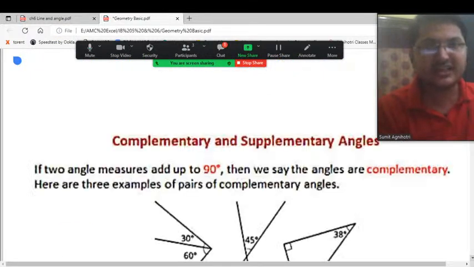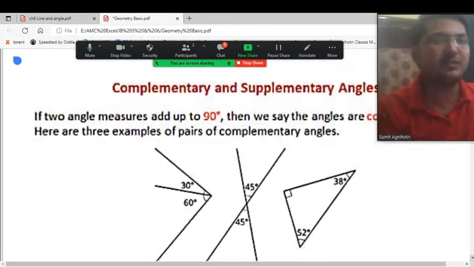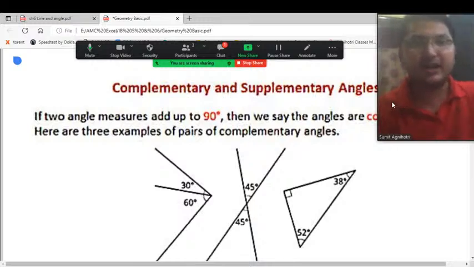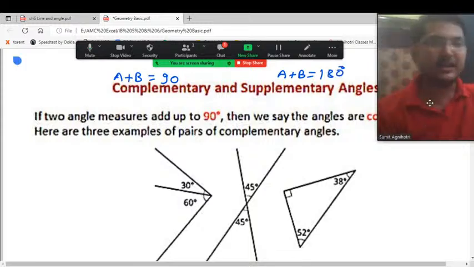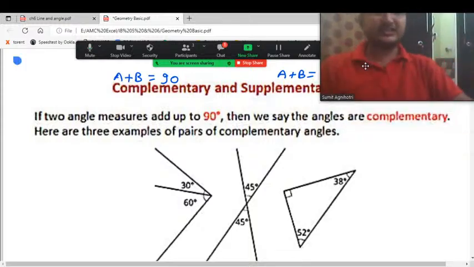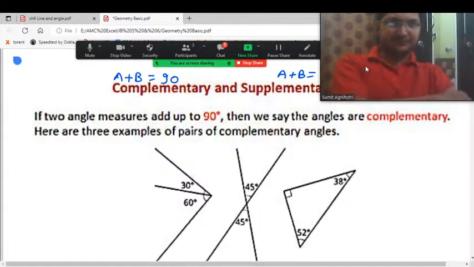Now I have presented what complementary and supplementary angles are. I've already explained that complementary angles are two angles whose sum is 90, and supplementary angles are two angles whose sum is 180. You can just remember them. Now I have just written the definition part. You can just see and observe the definition.